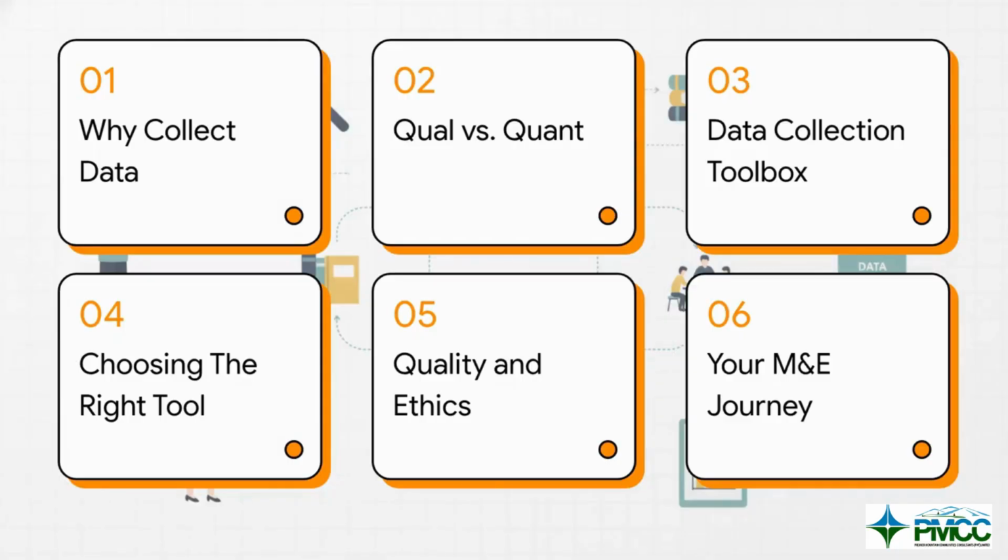All right, here's the game plan. We'll start with the why. Why data is basically the fuel for any successful project. Then we'll get into the two main flavors of data, qualitative and quantitative. After that, we'll open up the toolbox and look at the methods themselves, figure out how to pick the right one for your project, and then wrap up with some super important rules about data quality and ethics.